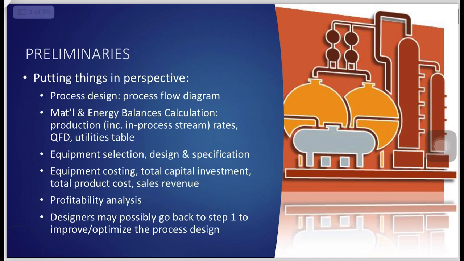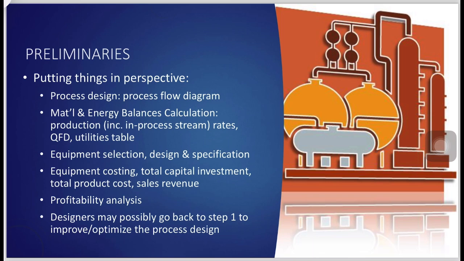Okay, so when we get into profitability analysis, before going there, we need to have the following. We have the process design, the output would be the process flow diagram, and then we have all the material and energy balances calculations. So you've already done that. That includes the production and the in-process stream rates, the QFD, and the utilities table. So you all need that.